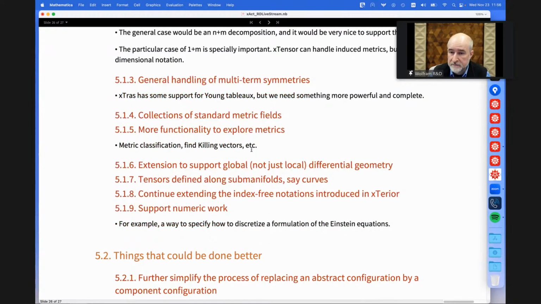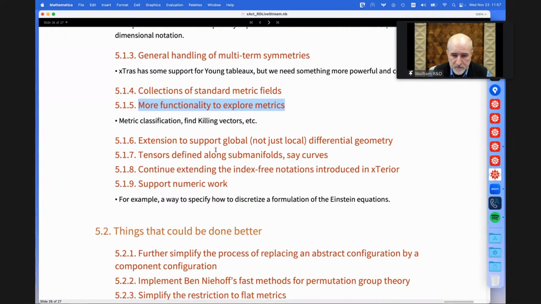Other things that have been suggested is to collect many metrics, sort of take the books on exact solutions of the Einstein equation and collect them with their properties. It would be a nice project, but this is not done yet. Another thing that is frequently suggested is more functionality to explore a given metric, like how to classify it, how to find Killing vectors if they are there, etc.